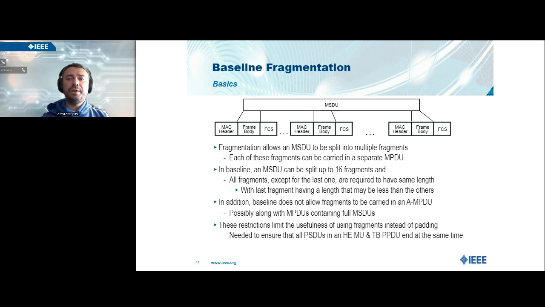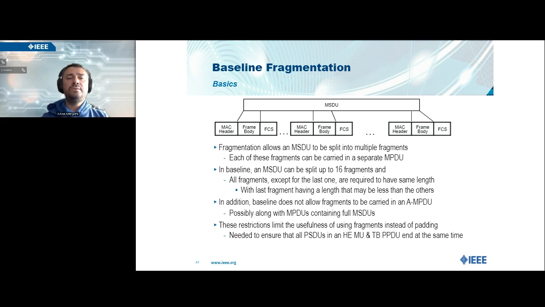So going to baseline fragmentation. Baseline fragmentation allows an MSDU that is received from the higher layer to be partitioned into multiple fragments, and each of these fragments is carried in a separate MPDU. And all the fragments, except for the last one, are required to have the same length. So if you have an MSDU that is fragmented into 4 fragments, then you will have fragments 1, 2, and 3 having the same length, and the last fragment that may have the same length or less.